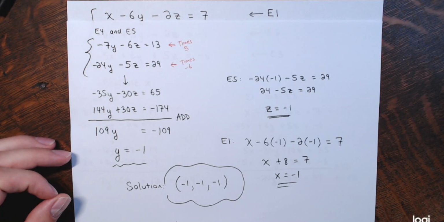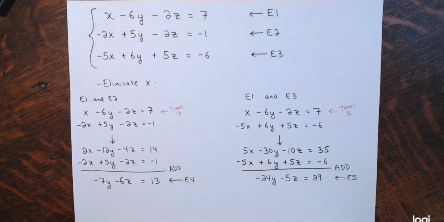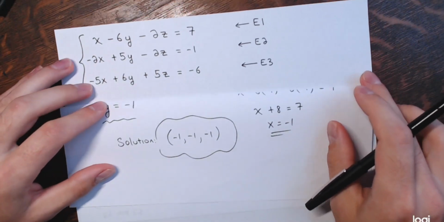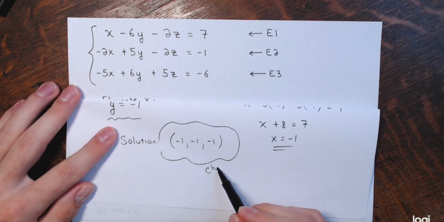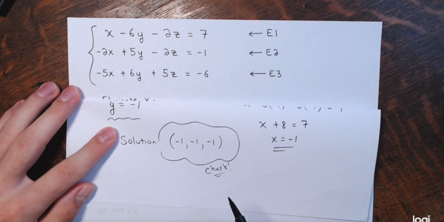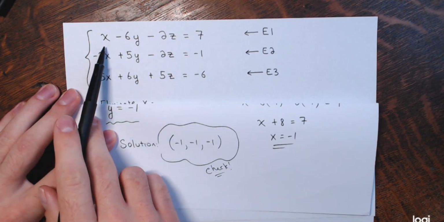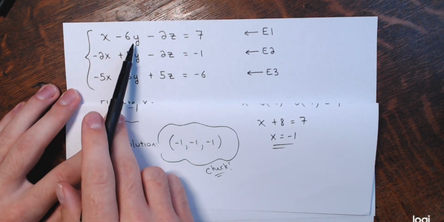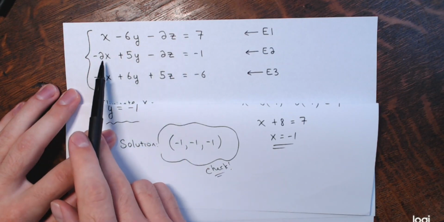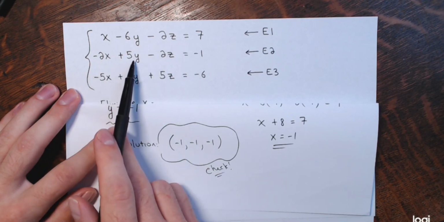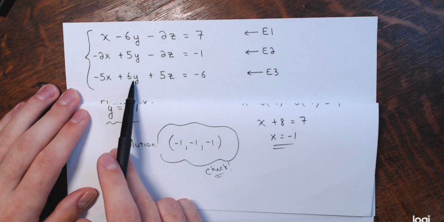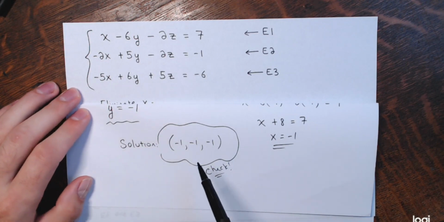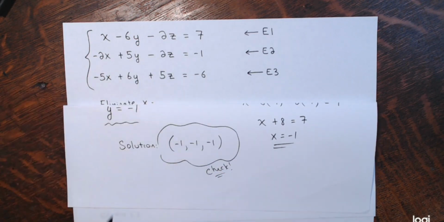And test it out, right? Take this ordered triple, go back to the original system, equations 1, 2, and 3. Replace x with negative 1, y with negative 1, and z with negative 1, and we're checking here. Well, let's see, we'd have negative 1 plus 6 is 5, plus 2 is 7, that's true. 2 minus 5 is negative 3, plus 2 is negative 1, that's true. 5 minus 6 is negative 1, minus 5 is negative 6, that's also true. This ordered triple works for all three equations.